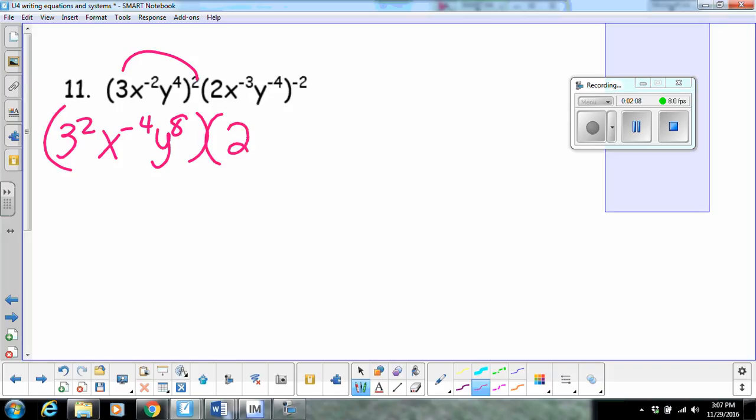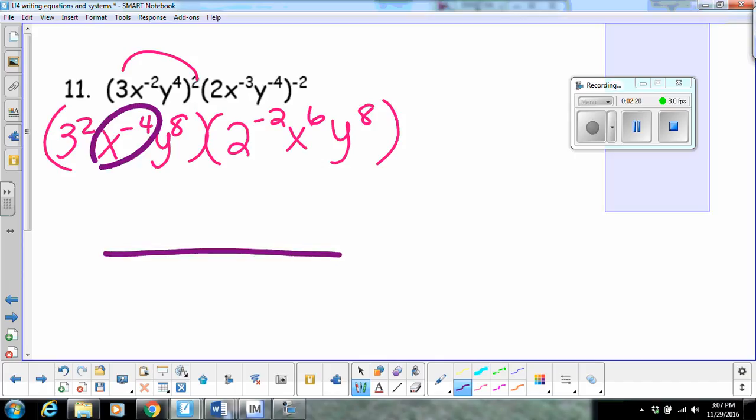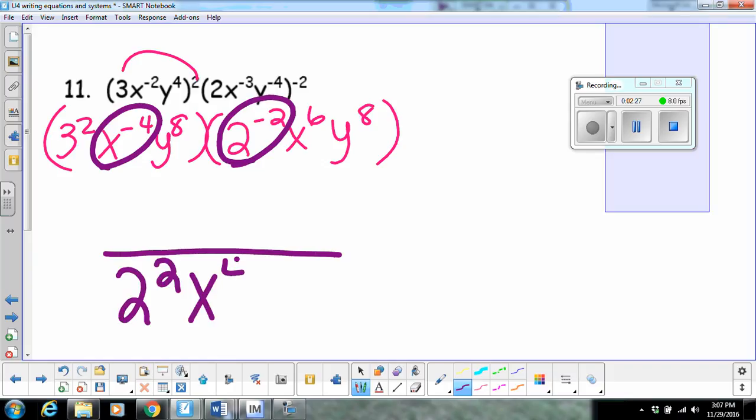And then this will be 2 to the negative 2, x to the positive 6th, and y to the positive 8th. Okay, now let's move anything that's negative down to the bottom. So my negatives are going to be x to the negative 4, 2 to the negative 2. Everything else stays up top.